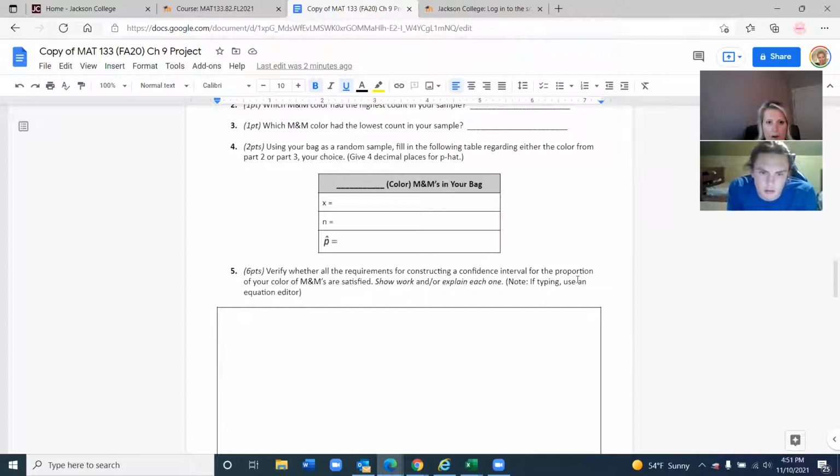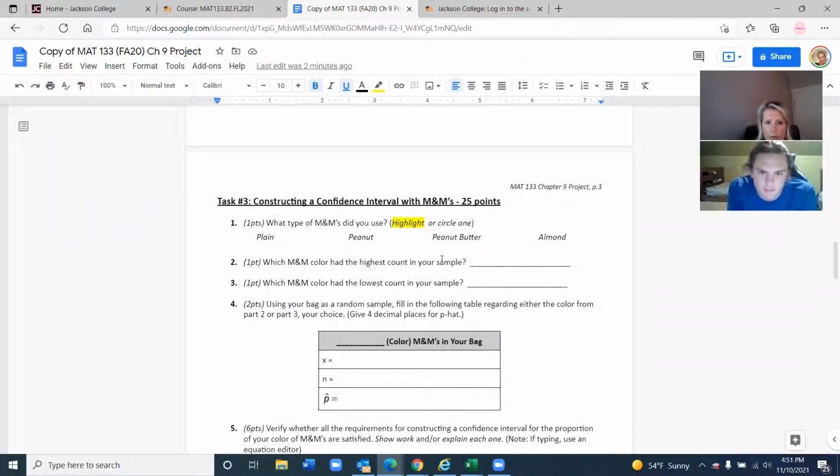Okay. So you're going to answer which color had the highest count, which color had the lowest, and you're going to choose one of those. You're going to tell me the color that you chose between your two up here. You're going to give me the count is your X, your sample size that came in your candy bag is your N, and then you're going to find that P hat. So this is all back like chapter 9.1, remember?